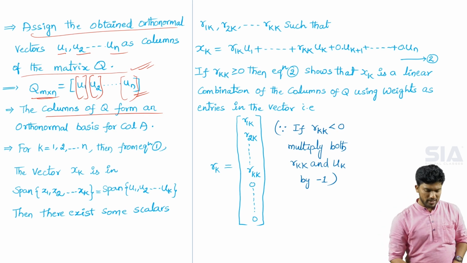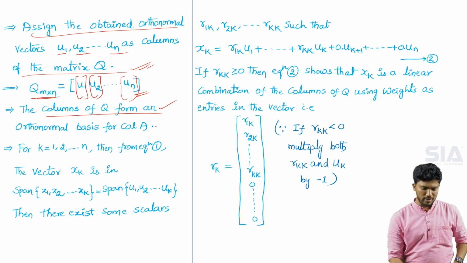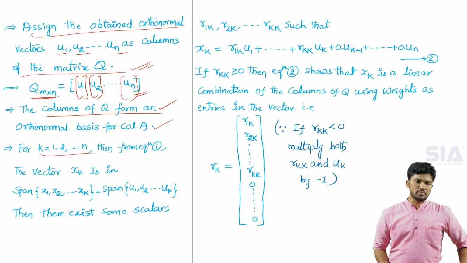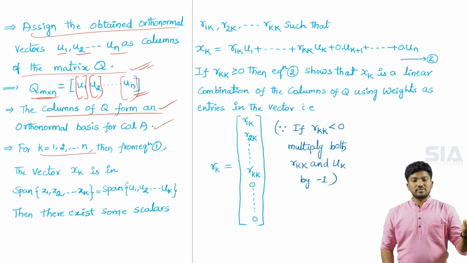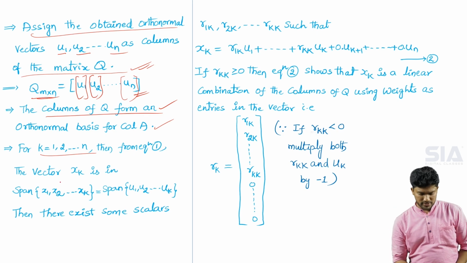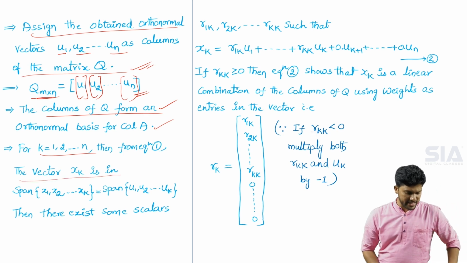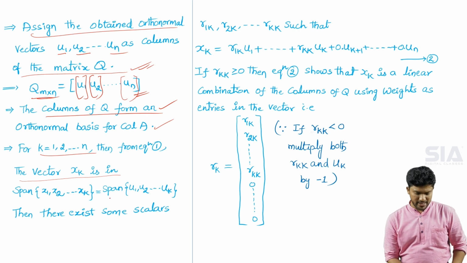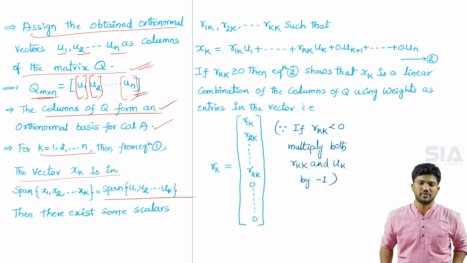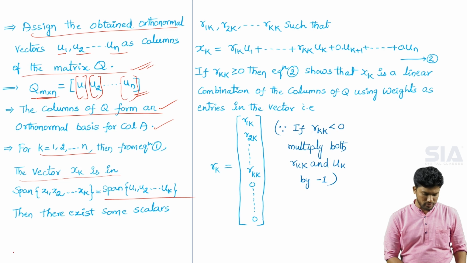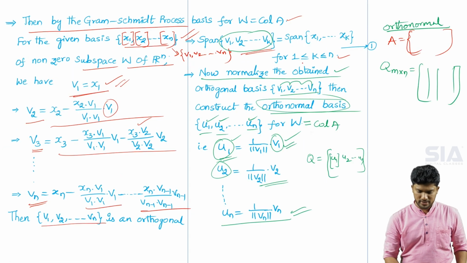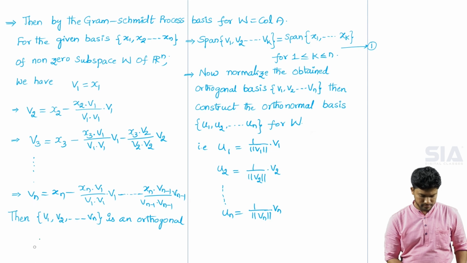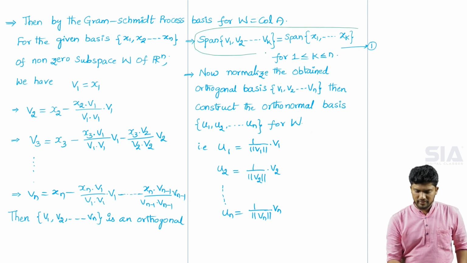Now, for capital R, the columns of Q form an orthonormal basis for the column space of A. Now for k equal to 1 up to some small n, from equation number 1, the vector x suffix k is in the span of x1, x2, up to x suffix k, which is equal to the span of u suffix 1, u suffix 2, up to u suffix k. From equation number 1. Where is that equation number 1? This one. So this is equation number 1.